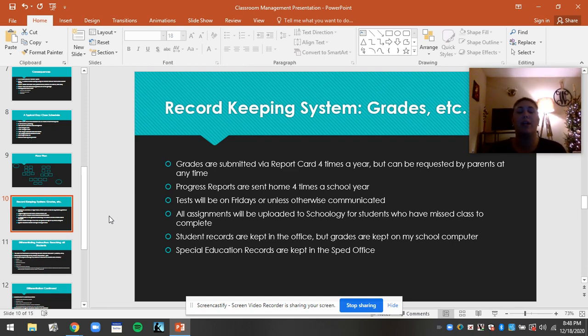Record keeping systems. Grades are submitted via report card 4 times a year, as well as progress reports. However, they can be requested by parents at any time. Tests will be on Fridays unless otherwise communicated, and all assignments will be uploaded to Schoology for students who have missed class. And again, we will talk about Schoology. Instructions for that will be sent home. Student records are kept in the office, but grades are kept on my school computer for access at any time. And of course, special education records or IEPs are kept in the SPED office. And then ESL records are kept in the ESL office. So if you need copies of those at any time, let me know.